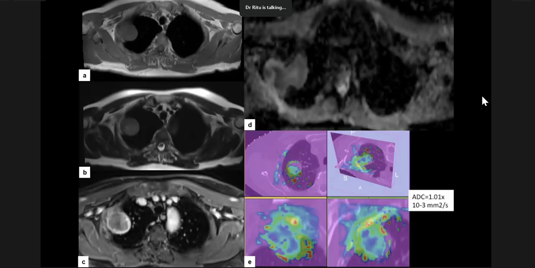The ADC and the perfusion parameters can also be used to direct biopsies in patients in which initial biopsies are inconclusive. As you can see in this case, this is a biphasic mesothelioma. The red areas are the sarcomatoid part, and the green areas are the epithelioid component.